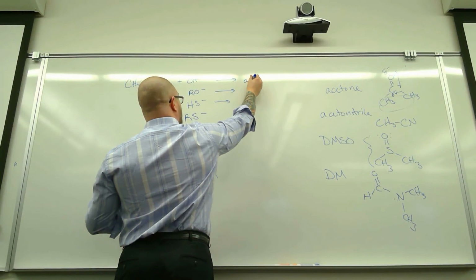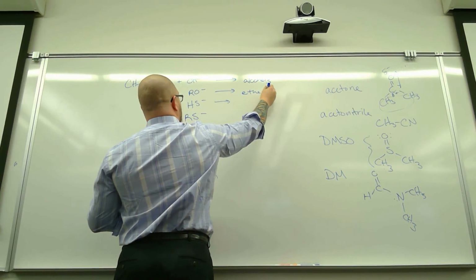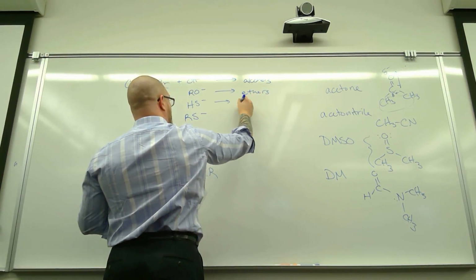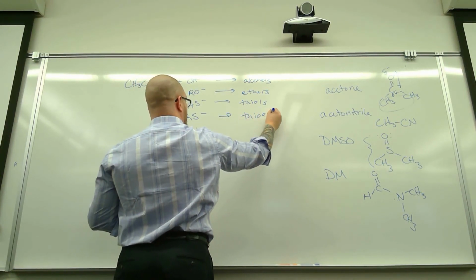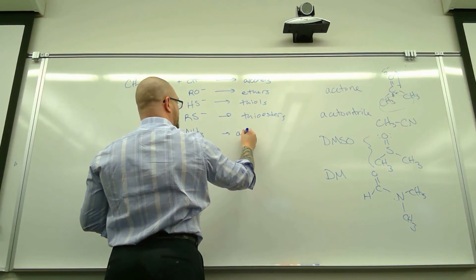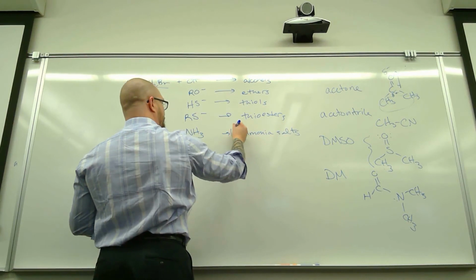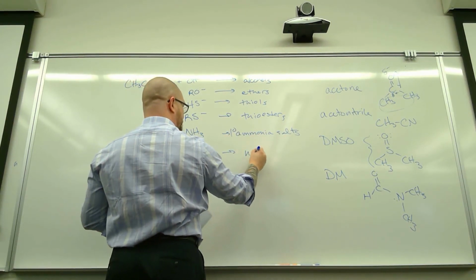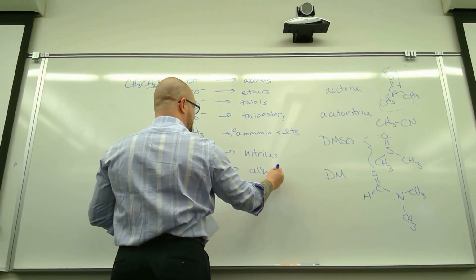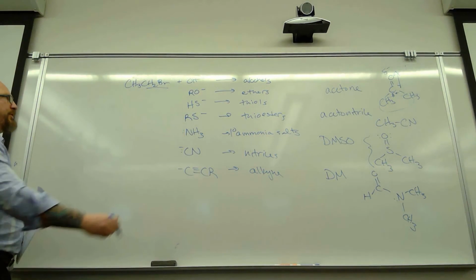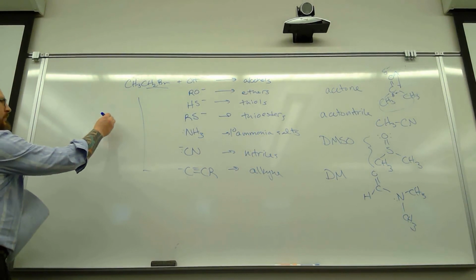We can make alcohols, we can make ethers, we can make thiols, we can do thioesters, we can do ammonium salts, primary ammonium salts, we can make nitriles. And this is also just making a new alkyne with a carbon-carbon bond. So we have a huge diversity of different products we can make using SN2 reactions.